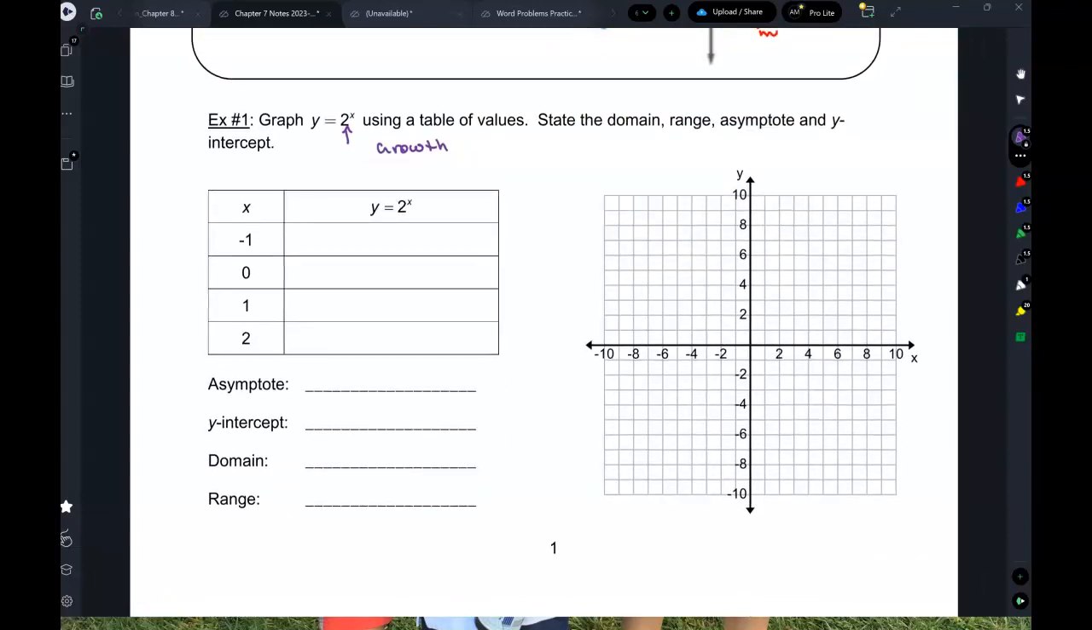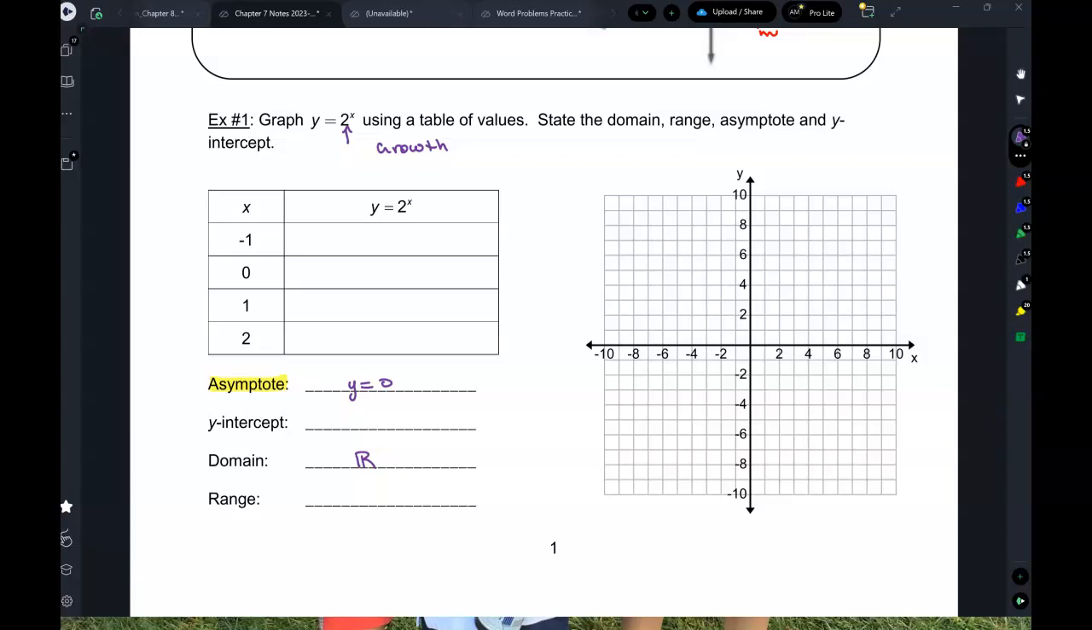For the asymptote, for the default case, the asymptote is always going to be y equals 0. You can't just say 0, it has to be y equals 0. Domain is always all real numbers. These things you should be able to do just like that. Yes, for the default cases. So like for this one.